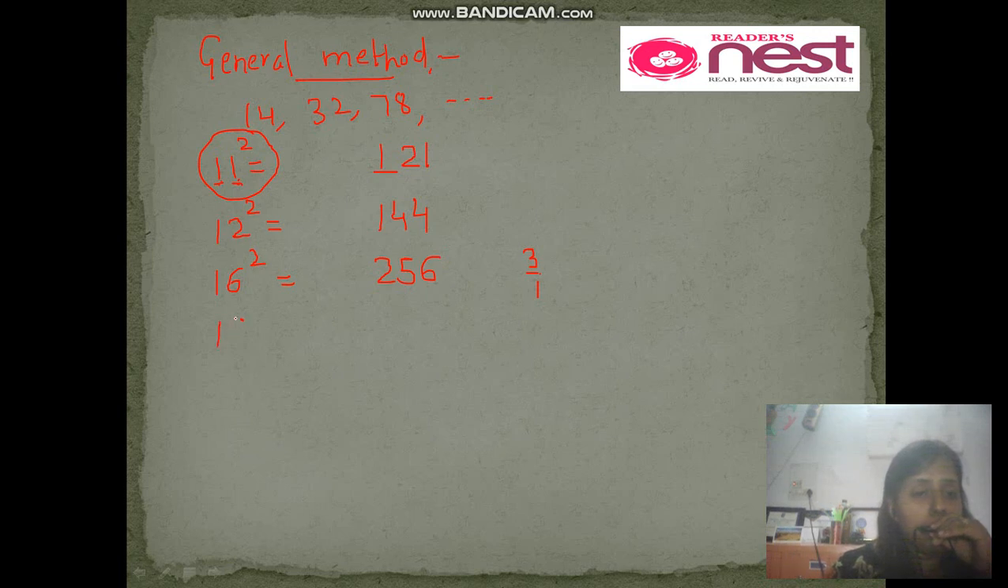Next, let's take an example of 18 square. 8 square is 64. So 4 over here, 6 as a carry. 8 ones are 8, 8 twos are 16. 16 plus 6 is 22. So now the carry will be 2 again. 1 square is 1, 1 plus 2 is 3. So the answer is 324.